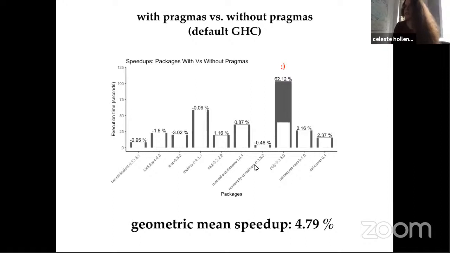Okay, so just looking at pragmas versus no pragmas, just that one single Poly basically drives up the geometric mean speed up to about 4.79%, for whatever that means.